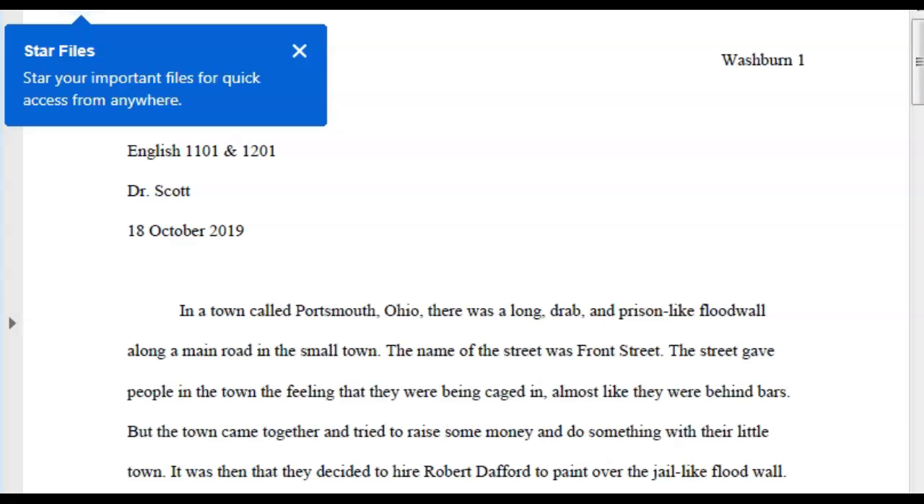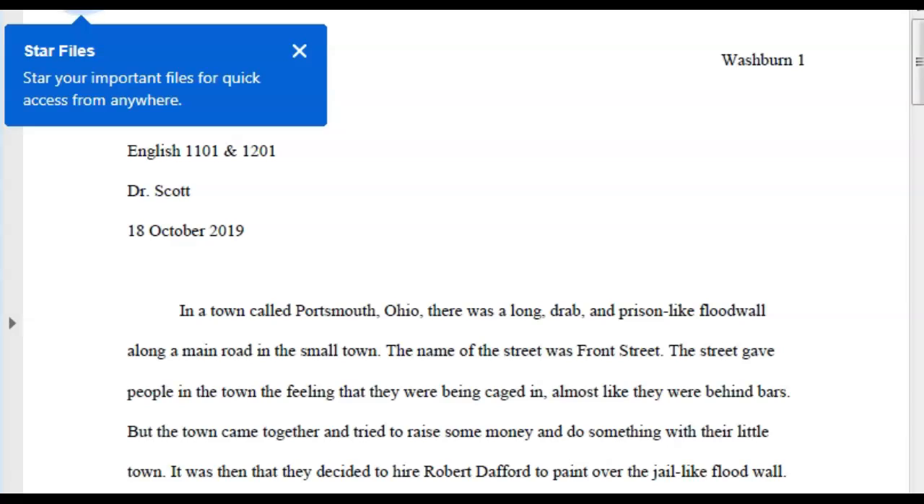So some feedback on your Essay 2. Just a quick reminder, the things that I'm looking for in Essay 2. I'm looking at a thesis statement that's pretty focused, that has an argument about two of the flood wall murals and supporting reasons to support your argument about the flood wall murals.